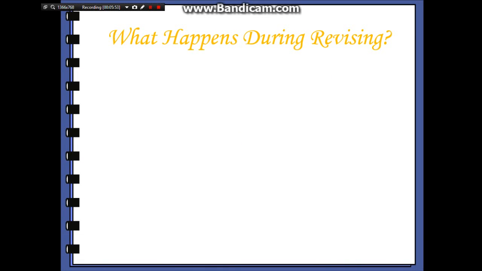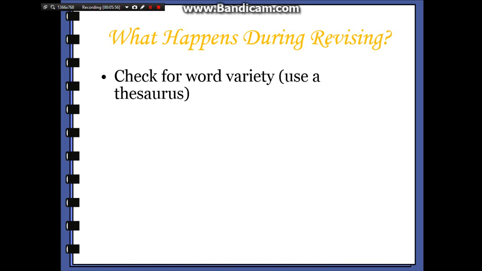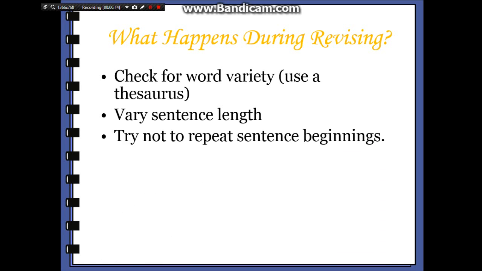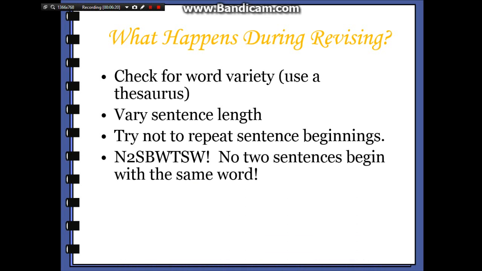What happens during revising? You check for word variety. Use a thesaurus. Don't use words you don't understand. It makes your writing look stilted and silly. Vary your sentence length. You should have some short sentences, some long sentences, some compound sentences, some simple sentences. You might not know what those mean, but you'll learn them this year. Don't repeat your sentence beginnings. Don't start every sentence with I or the or it. You're going to learn the N2SBWTSW, which means no two sentences begin with the same word in a paragraph. You'll be checking your work for that.